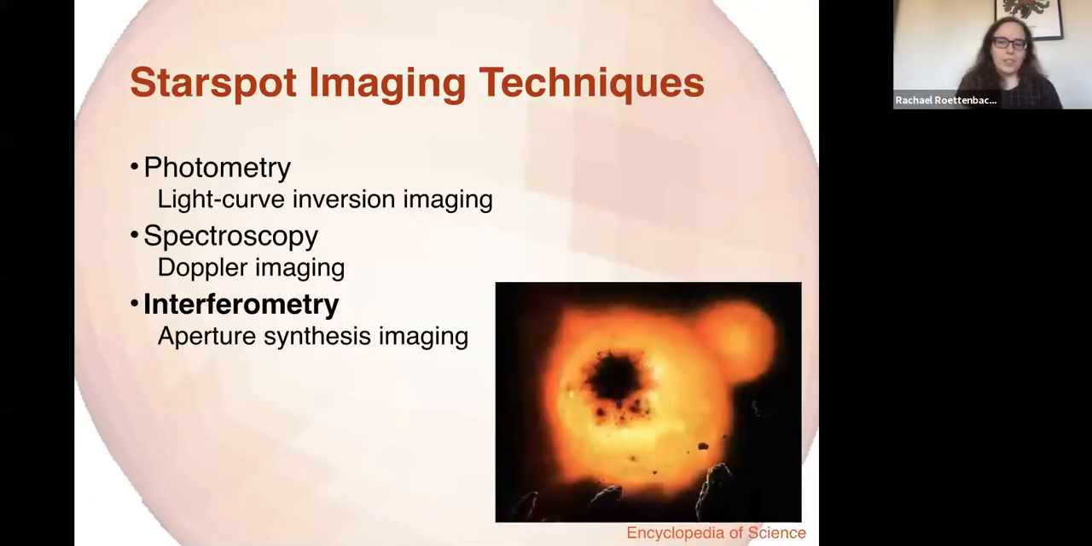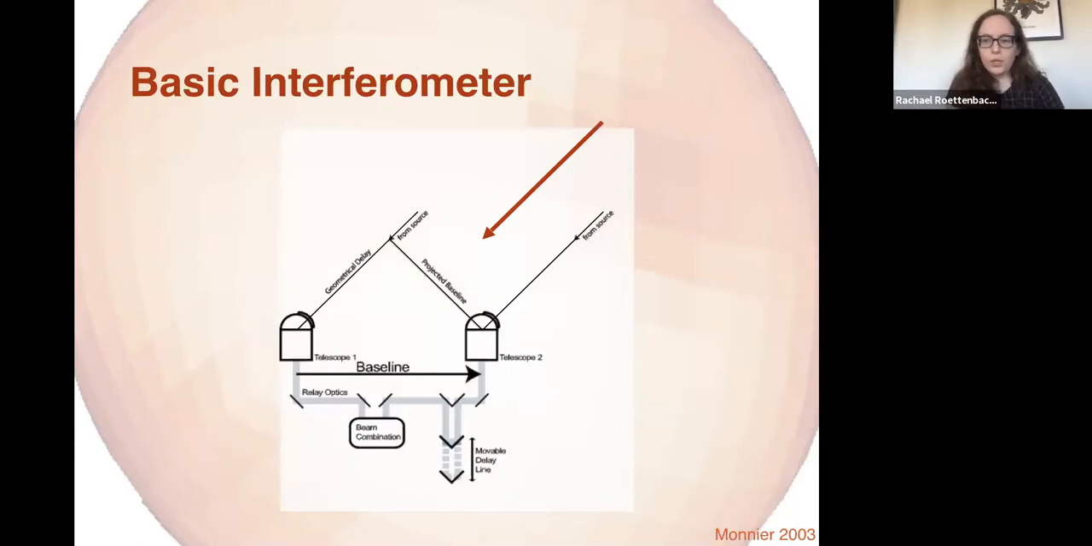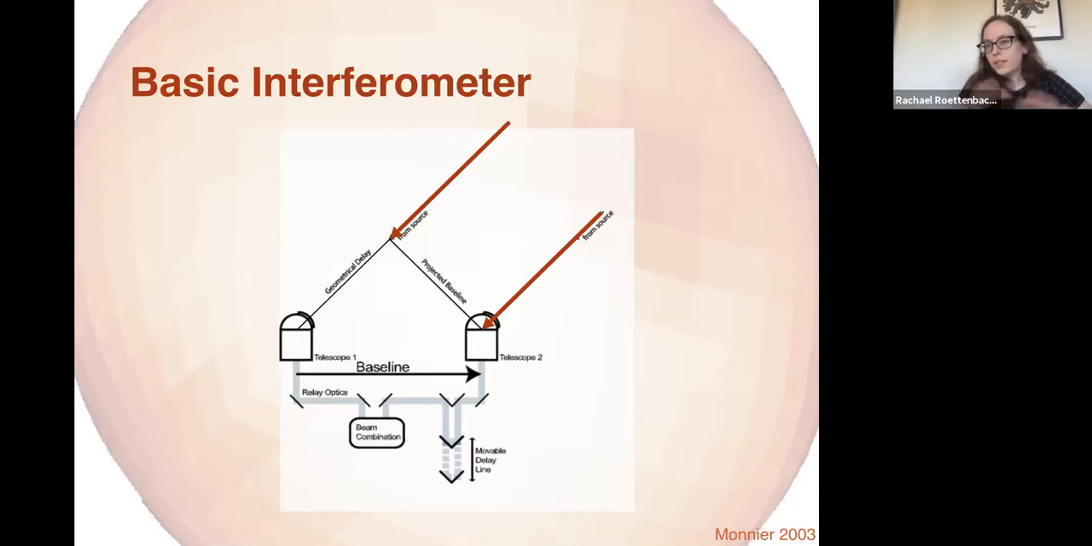So fun stuff. The next technique is interferometric imaging, which uses aperture synthesis imaging. And so if you're not familiar with interferometry, you have your light from your star way off in the distance, and it comes in and it hits one telescope before it hits another, because your interferometer is actually a set of disconnected telescopes. And so the idea is to have those disconnected telescopes act as one big telescope, where the baseline, which is the distance between the telescopes, acts as like the diameter of your telescope.